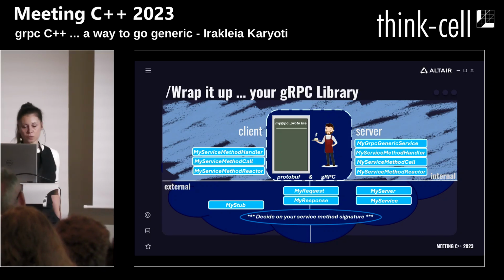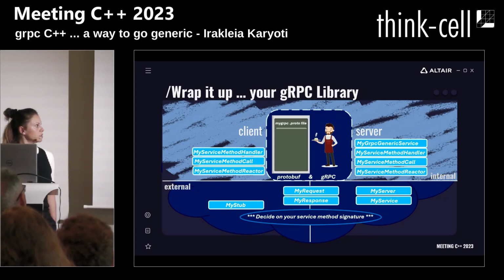And the exposed components contain two types for request and response, which eventually wrap the protobuf message types. A server class in order to access the server APIs. My service, which will now be our new base for all of our services, and my stub, which will be the stub that we're going to use in the client to initiate RPCs and access the server services.